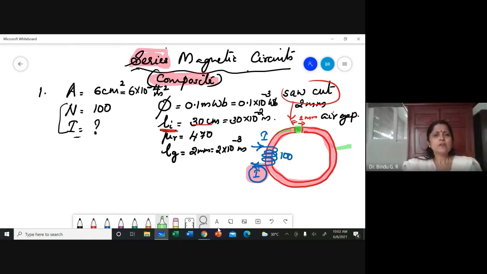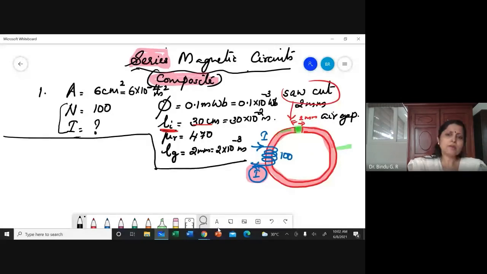Now you are asked to find out I. There are different ways in which it can be approached. I think the easiest method will be to approach it as I tell you now, through the calculation, because that is what will make it more understandable for you. Now what I am going to do is, I will be finding out the total reluctance of the circuit.